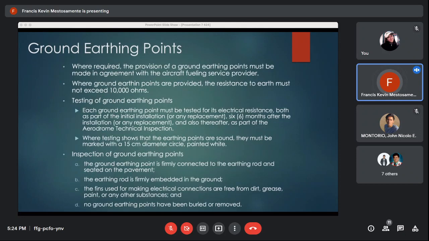And lastly, our last slide is ground earthing points. So we got few numbers here na kailangan nating maging aware of. So ano nga ba yung grounding system ng isang airport? So it helps carry the expected electrical charges from the sources away safely. Example nito is yung lightning strike.